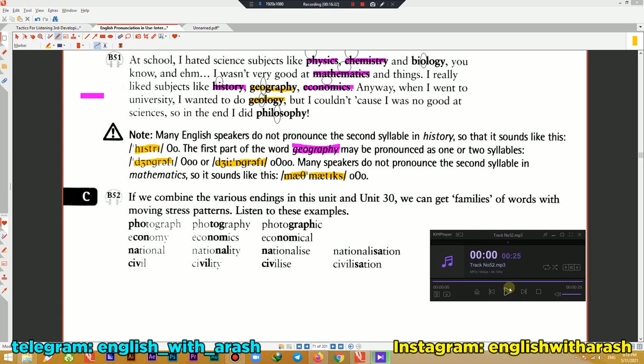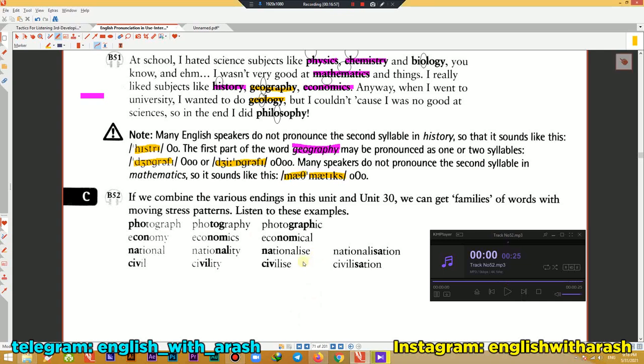Civil. Civility. Civilize. Civilized. Civilization. So you see all the stress patterns here. It's working well.